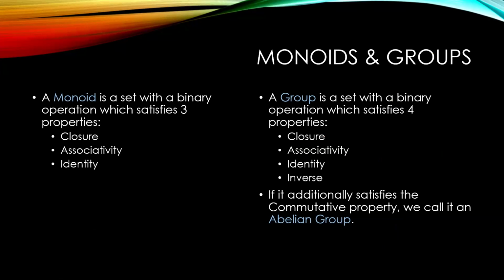Our most basic algebraic structures are that of the monoid and the group. And so a monoid is a set with a binary operation which satisfies three properties: closure, associativity, and identity. A group has four properties: closure, associativity, identity, and inverse. If it also satisfies the commutative property, we would say it's an abelian group. So abelian group. This group, it's fairly well structured at that point. We can think of this as having a similar structure to the integers under addition.